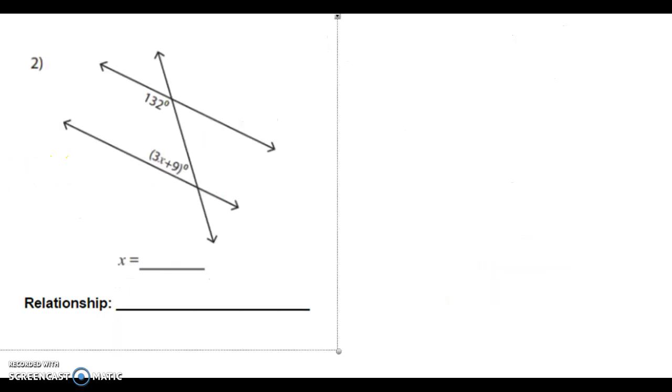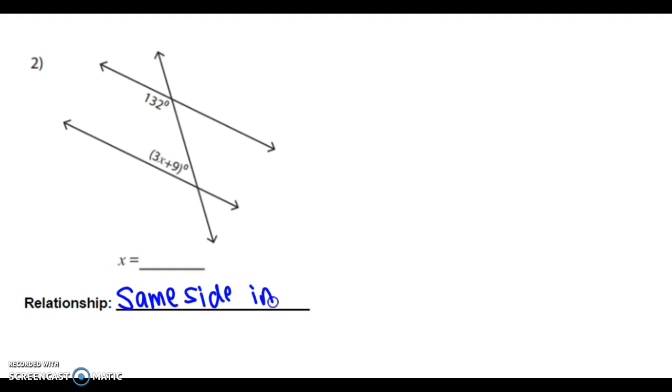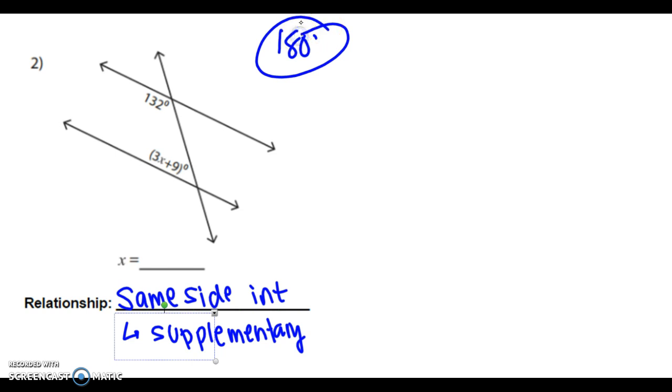So looking at example number 2, right next door, again, step number 1 is to identify the relationship between the two angles. So I see here again, these angles are on the same side, but this time they are interior angles. And because I know my vocabulary, I know that same side interior angles are supplementary, which is again the starting point for solving these algebra problems. Knowing that the angles are supplementary means that together they need to equal 180 degrees. So that is our starting point.